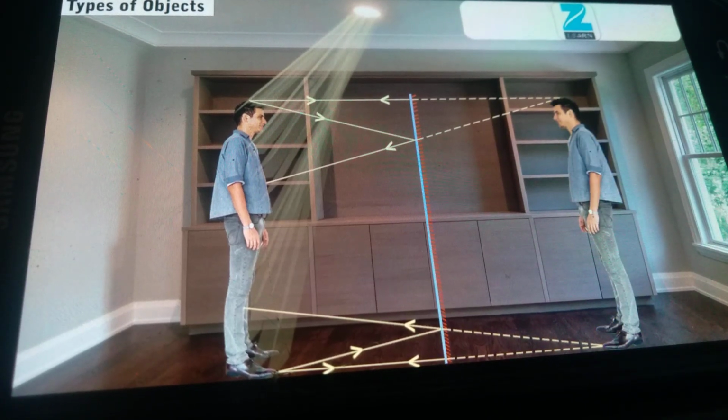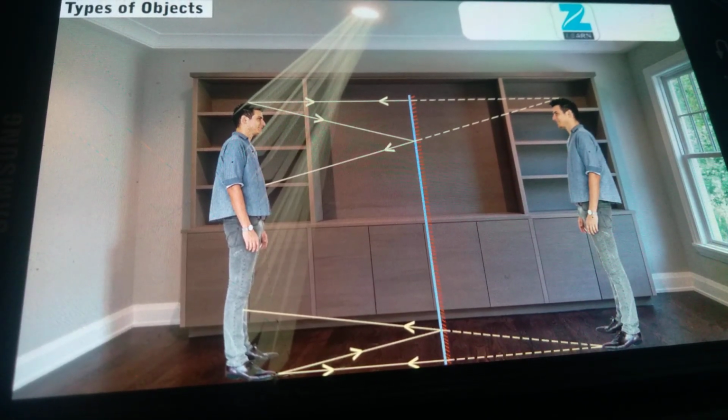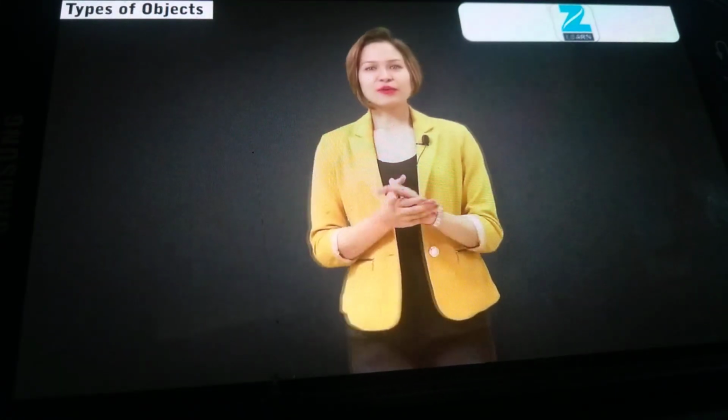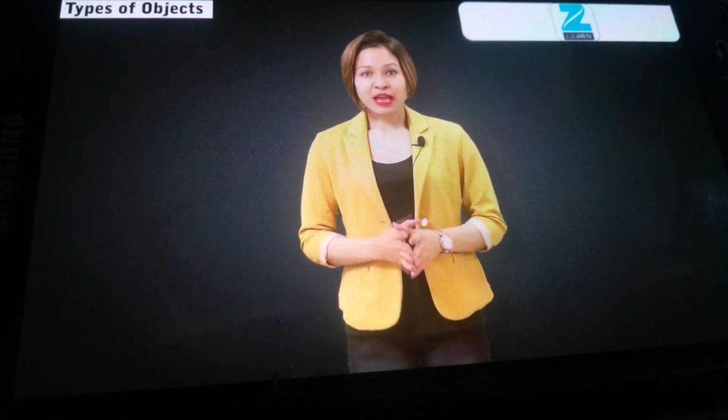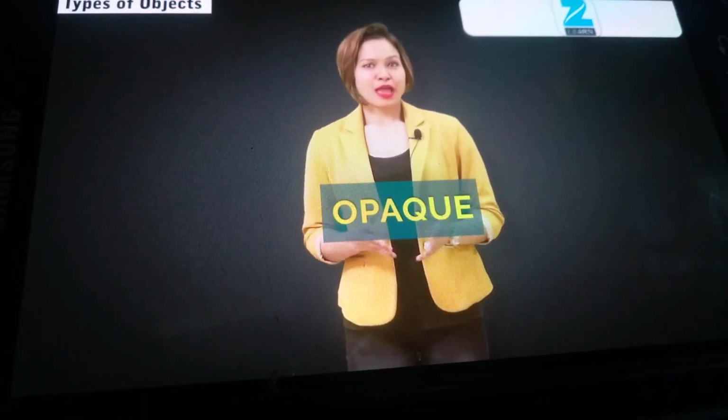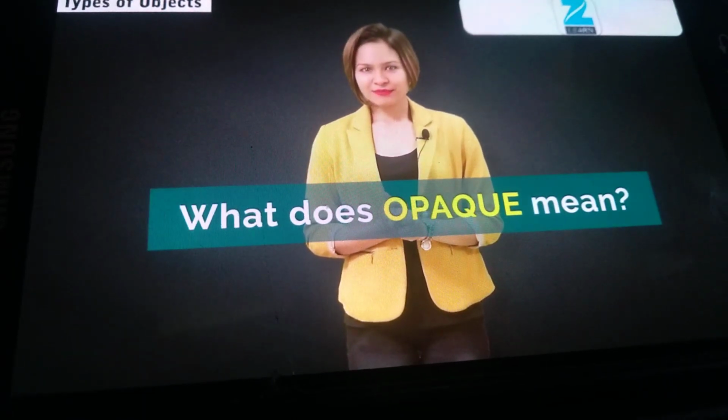More about the characteristics of images formed by plane mirrors will be taught to you later. But here I want to ask you a question. So students, if you are attentively listening to me, then I have used the word opaque. Do you know what does opaque mean? And why do we consider ourselves as an opaque object?